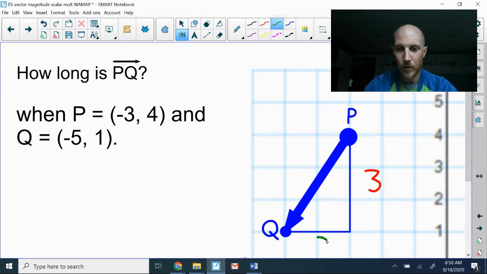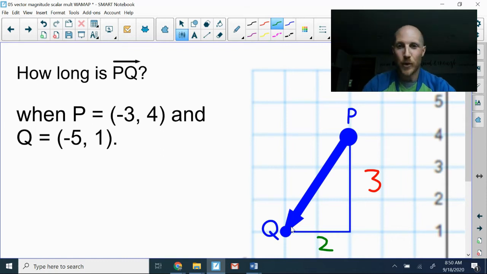Lengths always have to be positive numbers. So in the component form, we had the x component was negative and the y component was negative. But if we're thinking about just lengths, length has to be a positive number. It's a distance. So I've got the legs, 2 and 3. And in order to find the length of the hypotenuse, you guys remember how to find the length of a hypotenuse in a right triangle?